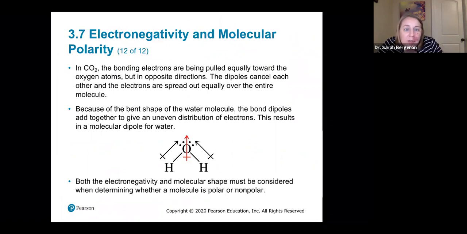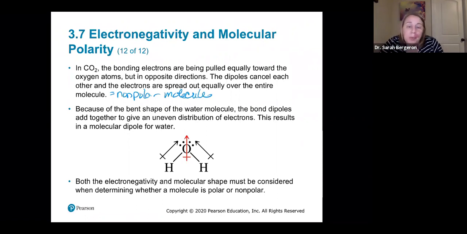So we said CO2, right? We do have polar bonds, right? But those electrons are being pulled in opposite directions. And so the dipoles cancel each other out. Polarity, dipole, same thing, right? So they cancel each other out and we end up with a nonpolar molecule. The electrons are spread out equally over the entire molecule. So we get a nonpolar molecule.